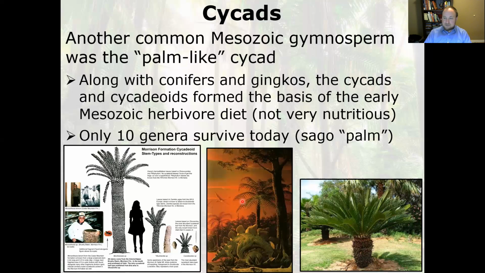So how did those really large Jurassic dinosaur herbivores feed on all this stuff? It's sort of an outstanding question.